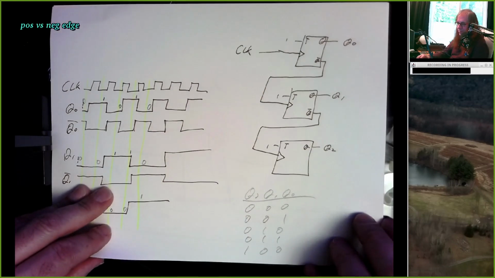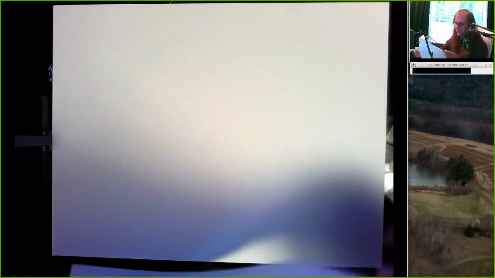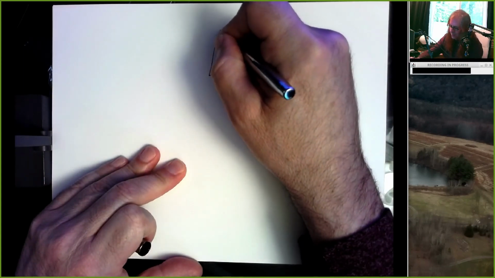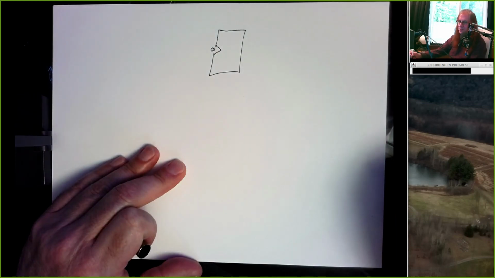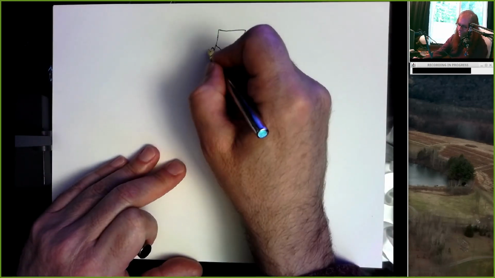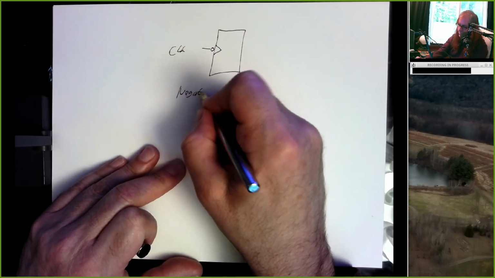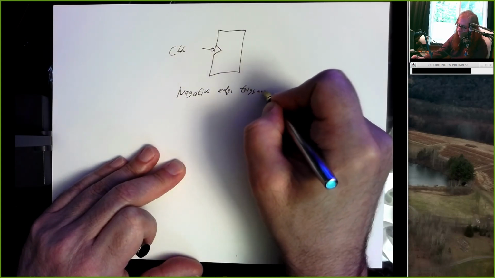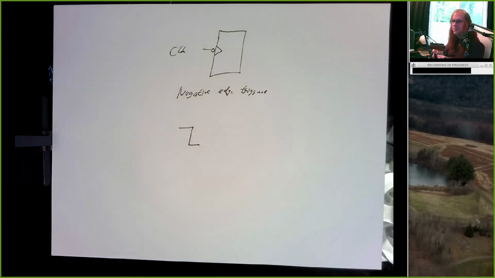And one other notational thing here. So this triangle means an edge-triggered device, right? So a symbol that you'll see sometimes would be a triangle with a little bubble on the front of it, right? And this goes into a clock. So this is a negative edge-triggered device. This is a device where when the clock changes from 1 to 0, the action happens.